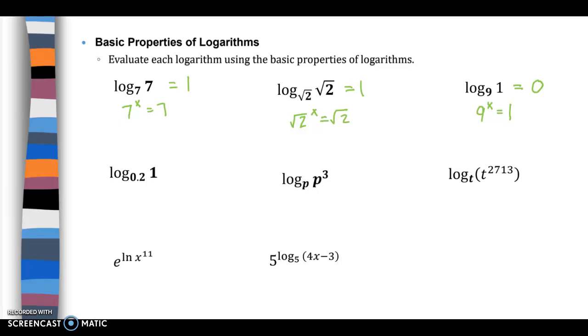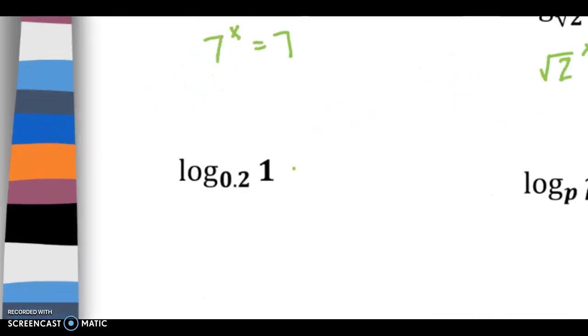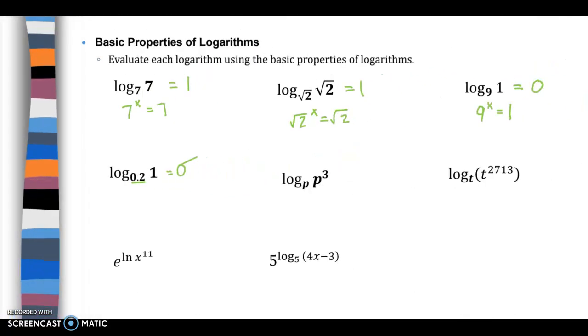Now this one, what is this? Well, because of the basic properties of logarithms, we have a base of 0.02, but log of 1 with any base is always going to equal 0.